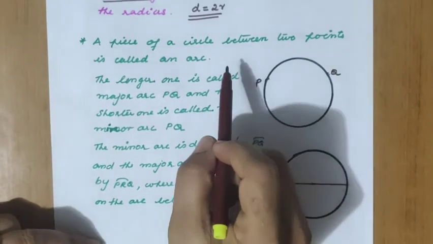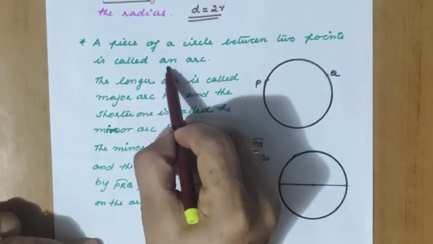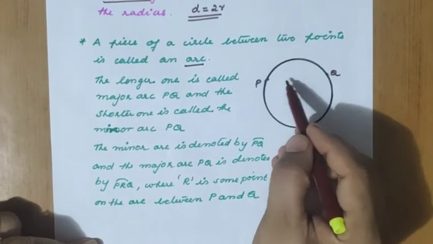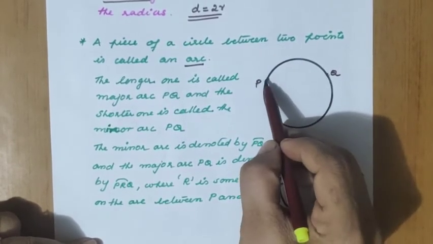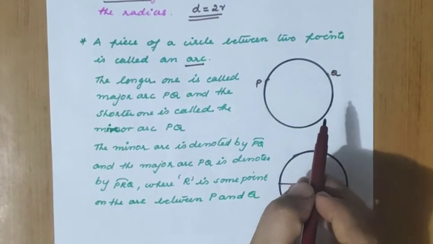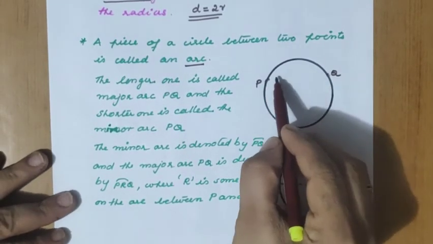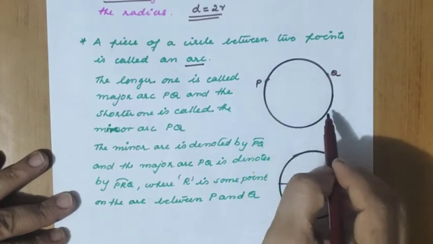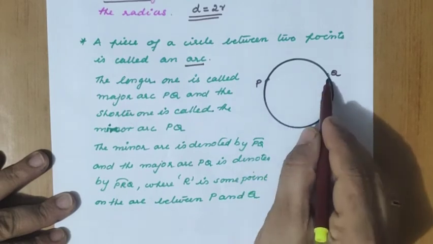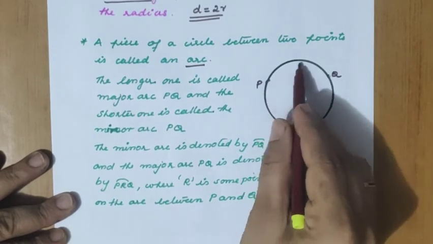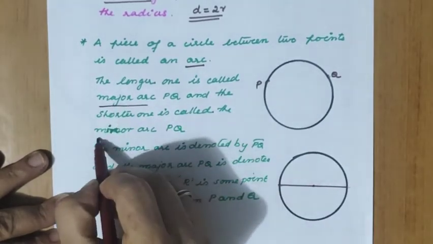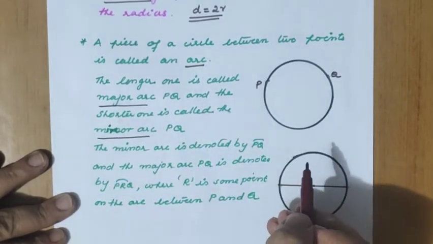A piece of a circle between 2 points is called an arc. Arc means just a part of the circle. If you take any 2 points, then the arc PQ, we are getting a part of the circle, that is called an arc only. When we take PQ here, this is the smaller one and here the major one. So here it is called a major arc because it is more than a semicircle, and the one less than a semicircle is called a minor arc. There are 2 types of arc, major arc and minor arc.